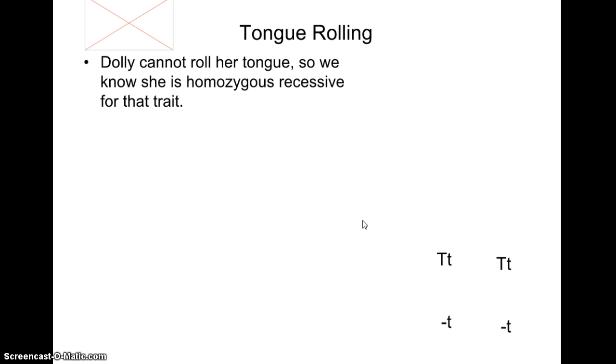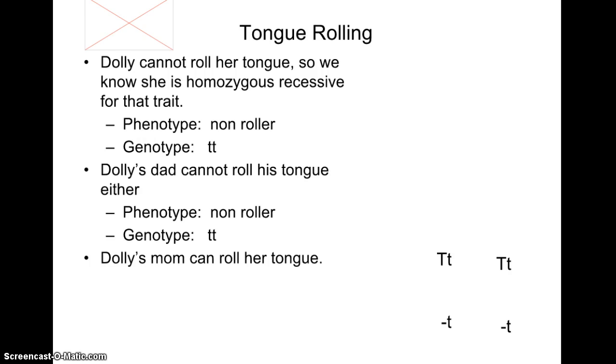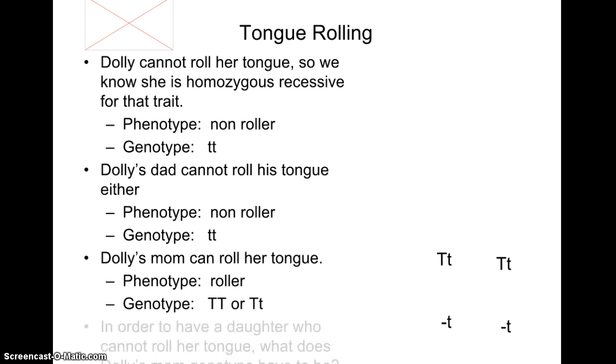Tongue rolling, you can make Punnett squares for these. So Dolly can't roll her tongue, so we know she's homozygous recessive for that trait. Phenotypically, she's a non-roller. We know her genotype is little t, little t. Dolly's dad can't roll his tongue either, so we know he's phenotypically a non-tongue roller, and his genotype is little t, little t. But Dolly's mom can roll her tongue, so her phenotype is that she's a roller, but we don't know if her genotype is homozygous dominant or heterozygous.